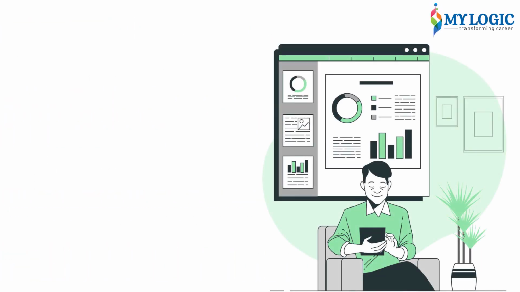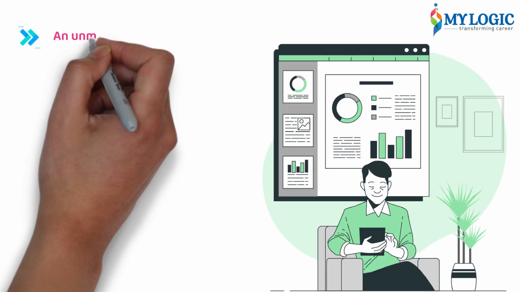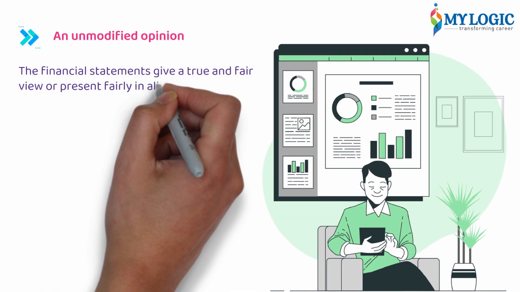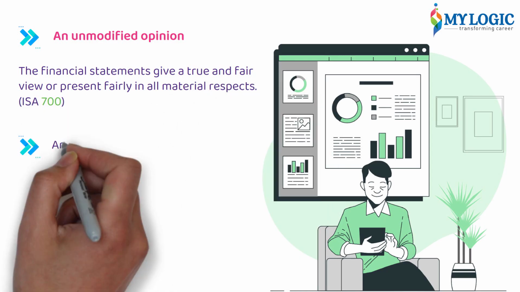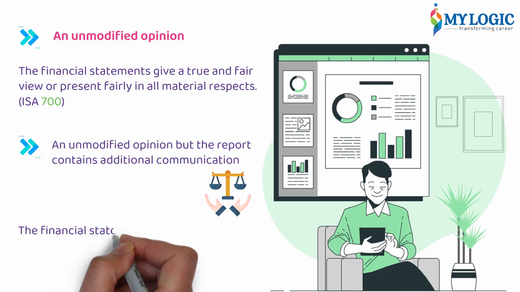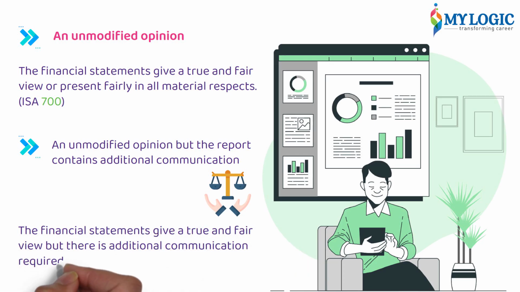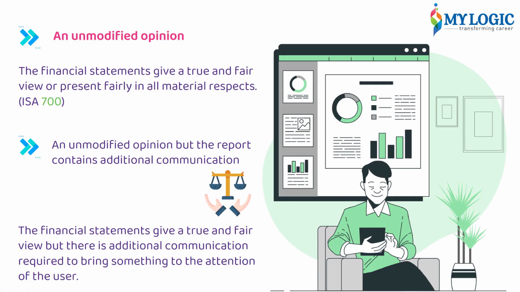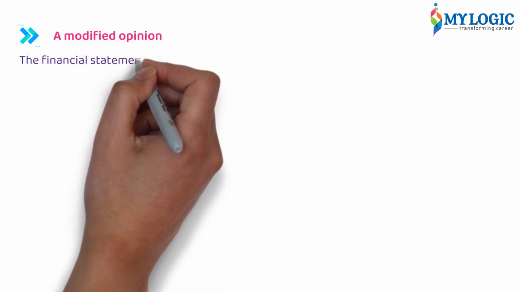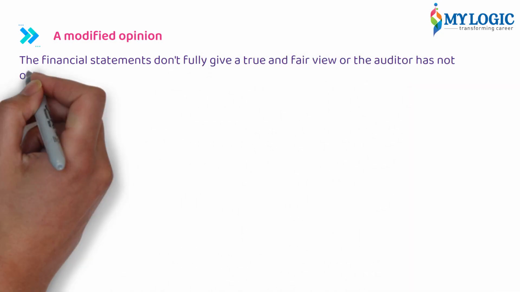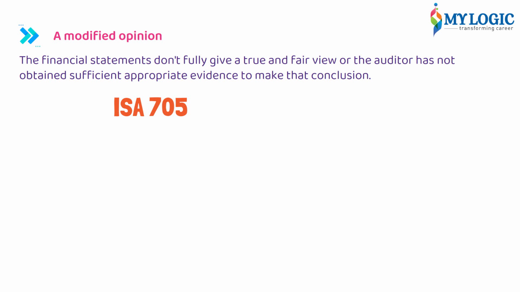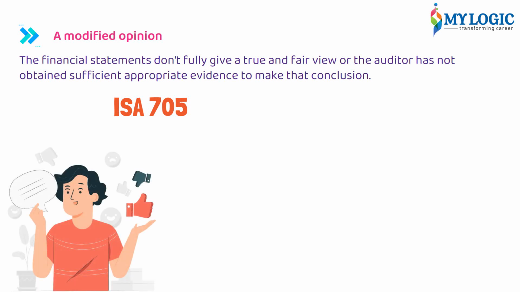As can be seen from the diagram above, the report can include an unmodified opinion. The financial statements give a true and fair view or present fairly in all material respects, ISA 700. An unmodified opinion, but the report contains additional communication. The financial statements give a true and fair view, but there is additional communication required to bring something to the attention of the user. A modified opinion. The financial statements don't fully give a true and fair view, or the auditor has not obtained sufficient appropriate evidence to make that conclusion. ISA 705. Modifications to the opinion in the independent auditor's report.